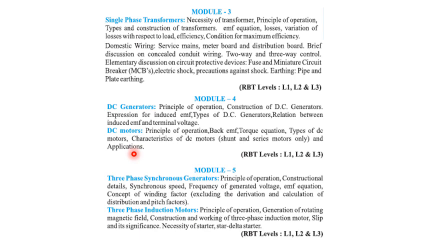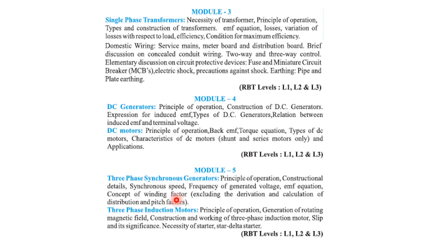And the fifth module, again it consists of two parts. First part, three phase synchronous generators, second part, three phase induction motors. Three phase synchronous generator consists of principle of operation, constructional features, synchronous speed, frequency of generated voltage, EMF equation, concept of winding factor.